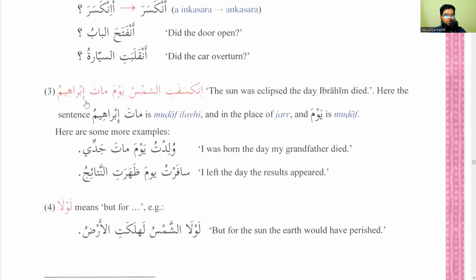Anqalab. Then in what is this? Yawma mata Ibrahim, saying Yawma is mudaf, and this is mata Ibrahim. So this whole sentence can be a mudaf ilayhi, he says, right? Yawma, because it's a dharf, right? So where's the mudaf ilayhi for dharf? This is what fi'liya can also, a jumla fi'liya can also come as mudaf ilayhi for this, right?